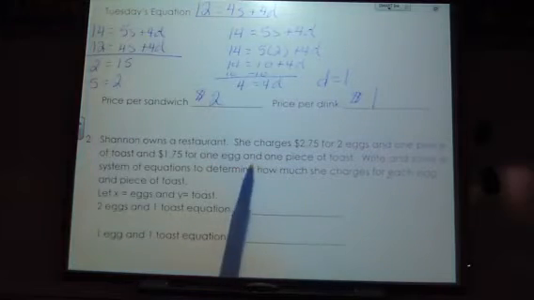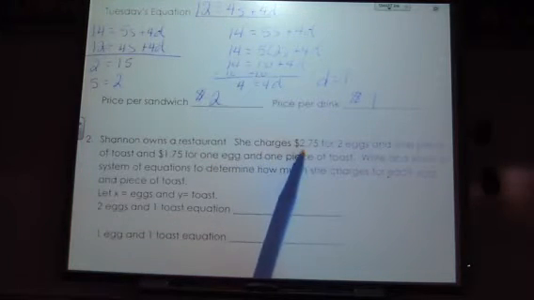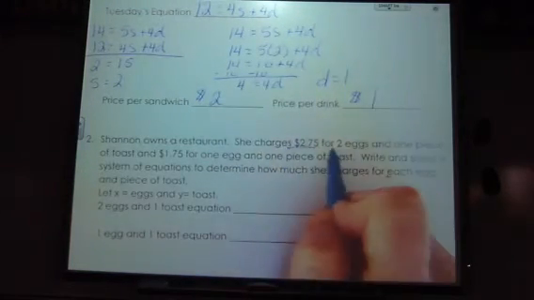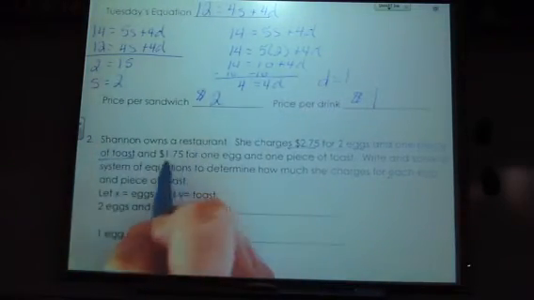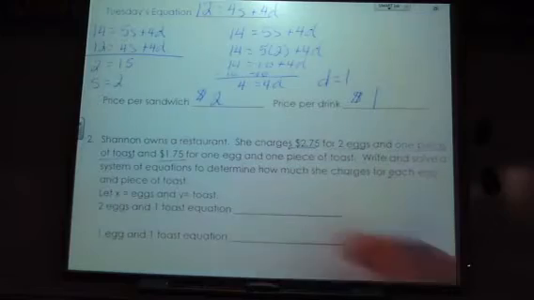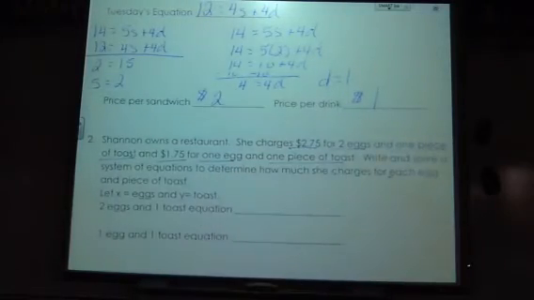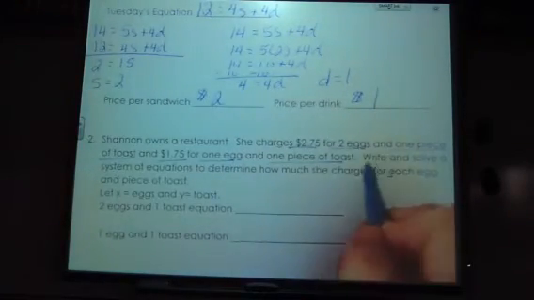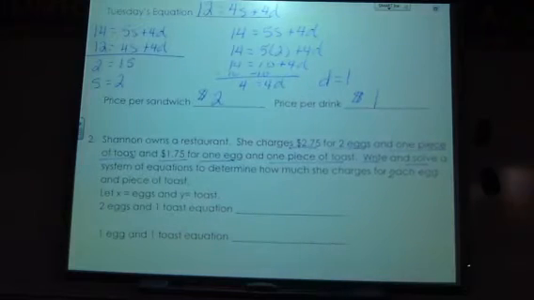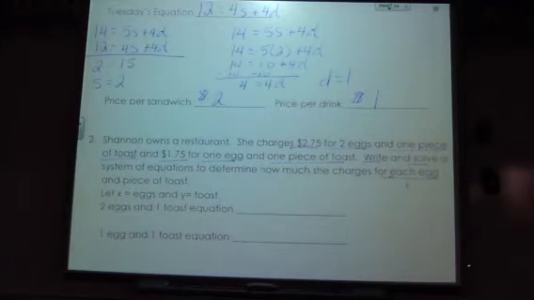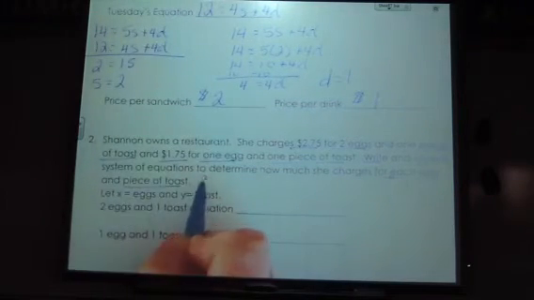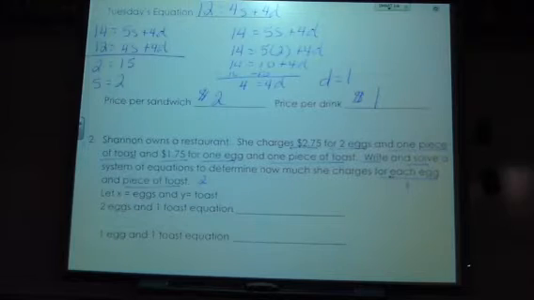Sharon owns a restaurant. She charges $2.75 for 2 eggs and 1 piece of toast. She also charges 75 cents for 1 egg and 1 piece of toast. Write and solve a system of equations to determine how much she charges for each egg. So there's our first answer. And for each toast. And there's our second one. So we've got 2 answers here, okay?